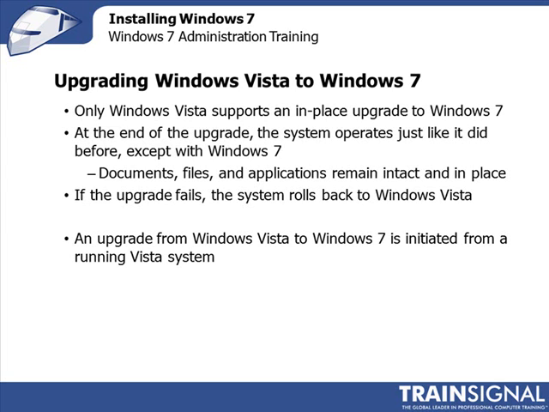With the Windows 7 new installation, we initiated the upgrade by putting the CD-ROM drive into a not running computer and then turning on that computer and running the installation. A Windows Vista to Windows 7 upgrade is actually initiated from a running Windows Vista system.